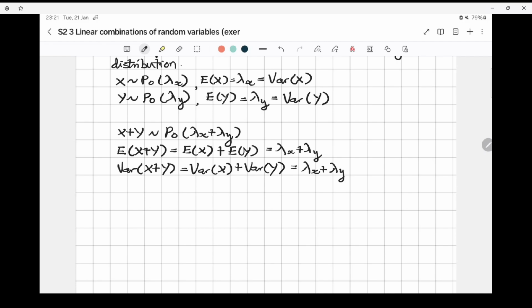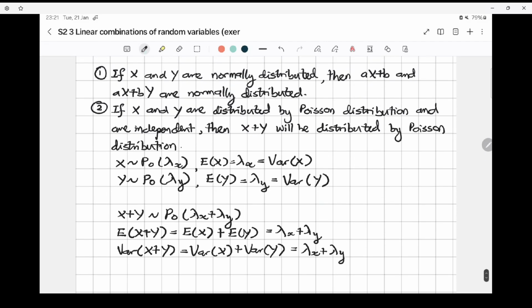This is not true if you have other types of distribution, for example, ax plus by. If you do that, you will find that your expected value and your variance are not the same, which is why you need to be very specific when you talk about Poisson distribution. Only x plus y will be distributed by Poisson distribution. So fact number 2 is important.